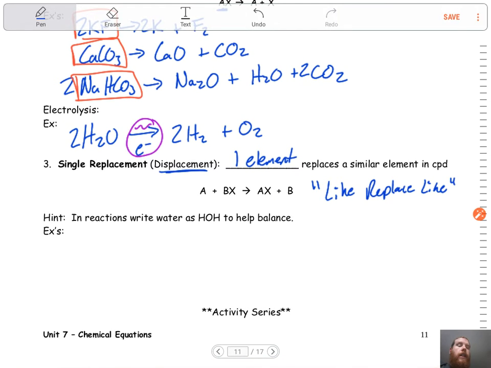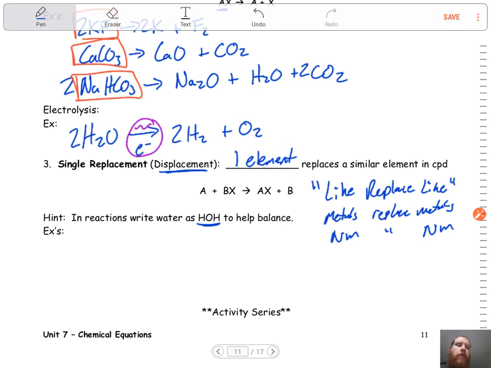Kind of like back when we did polarity, likes dissolve likes, like replaces like here. So what we mean by that is metals are going to replace metals, nonmetals will replace nonmetals. Okay, so maybe you want to jot that down. Metals replace metals, nonmetals replace nonmetals. And we'll get into a lot of reactions here and practice with it. A hint that might make it a little bit easier for you guys is if you see water in the reaction, writing it as HOH might help and make it easier to balance. You'll see what I mean here in a minute.